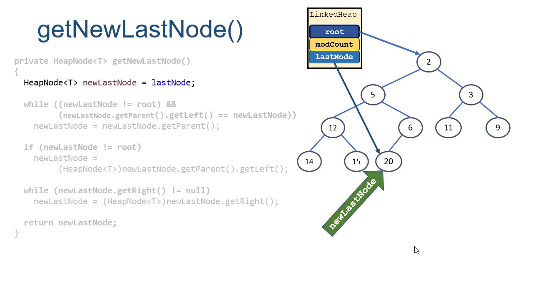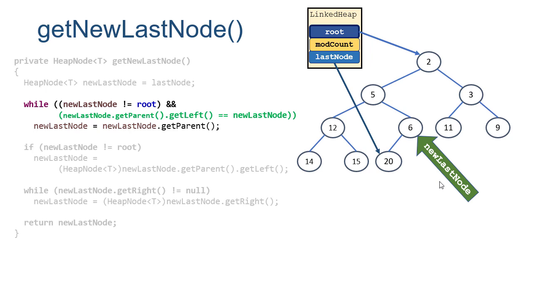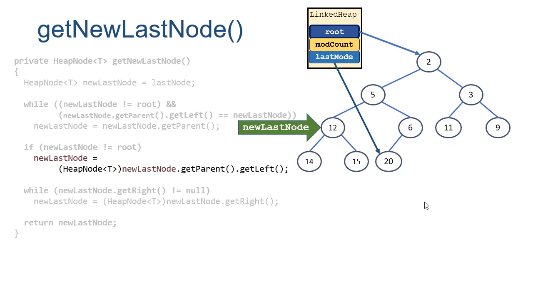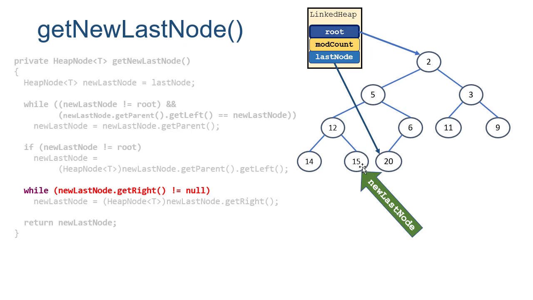So we start off, we set our new last node equal to the original last node. Now notice this case does succeed because we are the left child of the parent. So we're going to set new last node equal to the parent. Now here we're the right child, so we can exit out the loop. And if we're not the root, now we're going to switch, just as we did before, to the left child of the parent. And then this last loop will go as far to the right as possible. And so here, the right child of this node is not null, so we will go to the right. And then here, there is no right child, so it's null. So we can return the new last node, which will be this node right here.